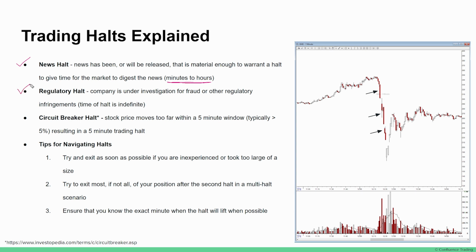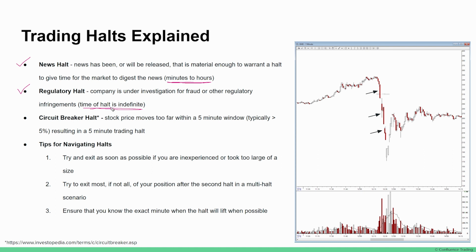Next are regulatory halts. Regulatory halts happen when a company is under investigation for fraud or other regulatory infringements. This is super dangerous. Anytime you hear that there's news of a company potentially going under regulation from the SEC, you need to just get out because the time of the halt can be indefinite and you can have your money stuck in there for weeks or even months.